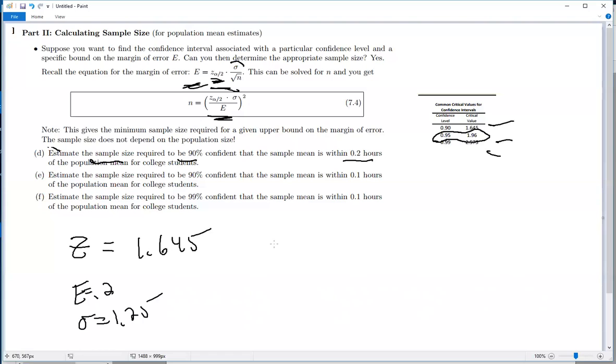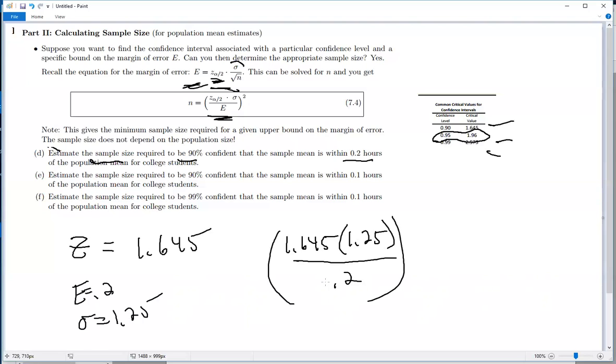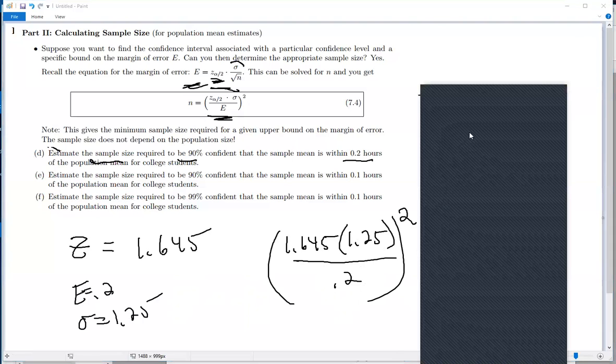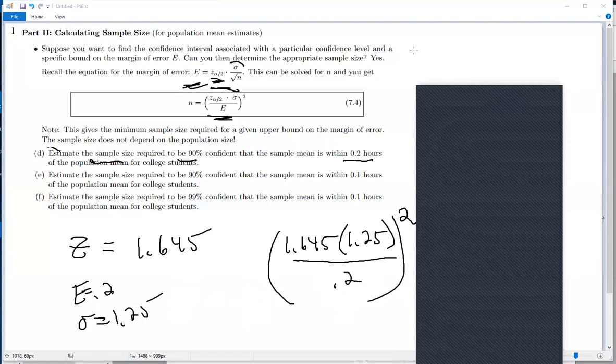And all I'm going to do is substitute that into that formula. So 1.645 times the standard deviation divided by the margin of error. And then I'm going to square that answer. Now, maybe it would be good to have you watch me calculate that. Some of you might have a hard time running the program. So let me write this down because I'm going to leave the screen. 1.645 times 1.25 over 0.2, squared.